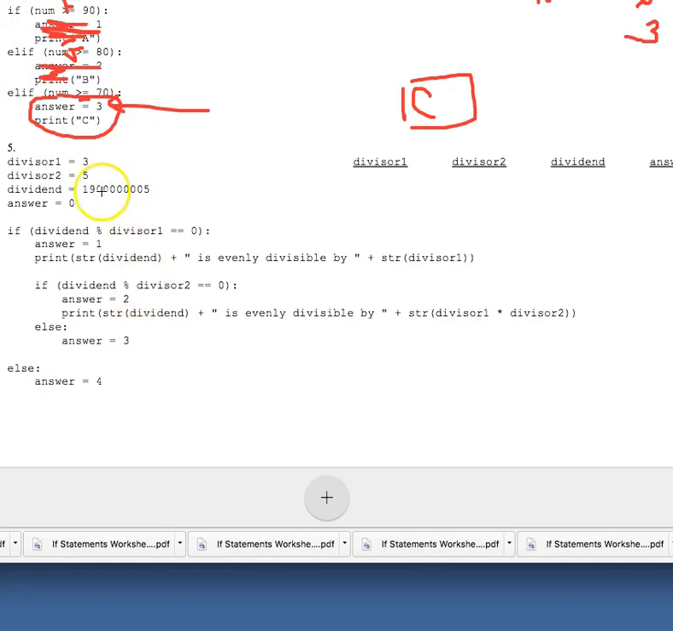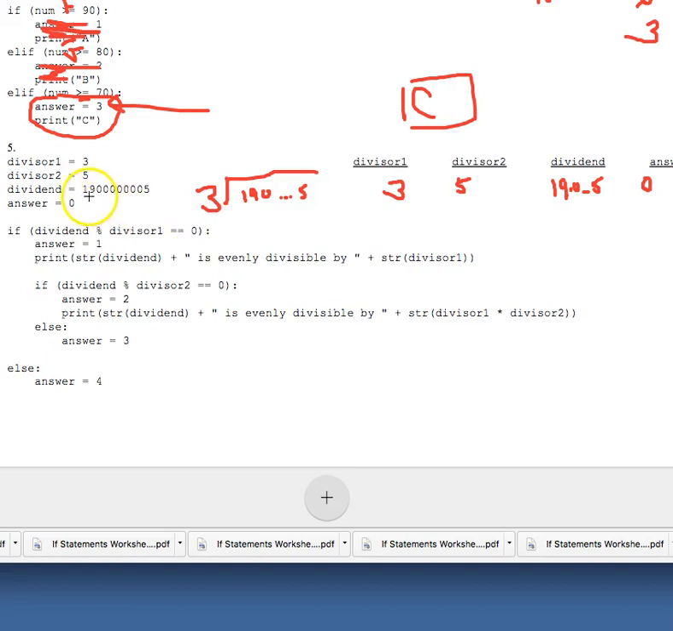Number 5, dividend is that big number, which because I'm allowed to as the teacher, I'm just going to put a bunch of dots there. And 3 and 5, of course, and a 0 goes over here. You need to write it out neatly on your worksheet if this is assigned as homework. Okay, is dividend, when divided by divisor 1, that big number, 19, whatever, 0, 0, 0, 0, that ends in 5, is it going to have the remainder of 0 when 3 divides into it?